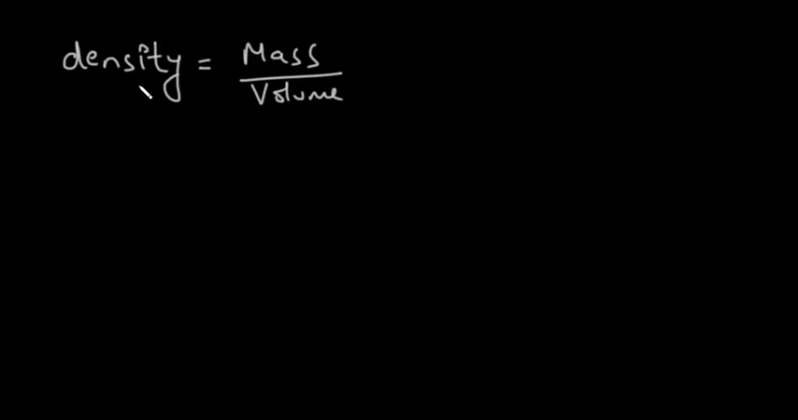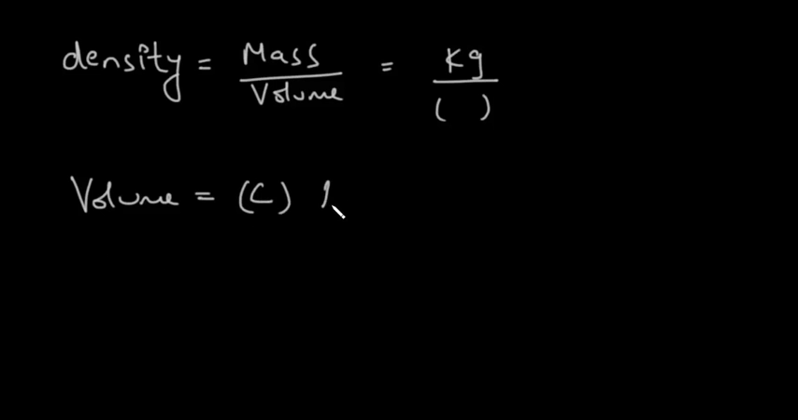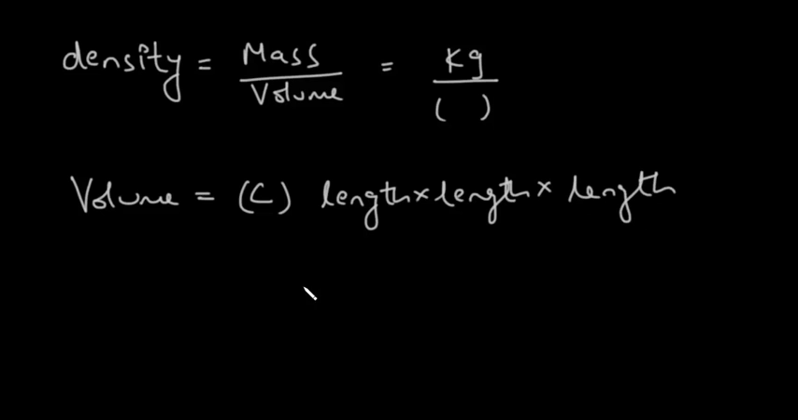Like if you want to know the units of density, the density is mass divided by volume. In order to find the units for density, we must know the units of mass and volume. We know the mass has units of kilogram, but what about volume? So volume is some constant C into length into length into length, some form of length. Like for cylinder, volume of cylinder is pi r squared into height of the cylinder.